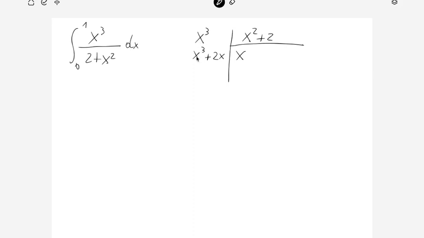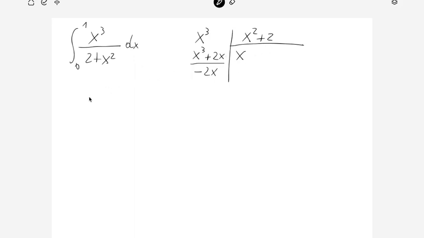So x cubed minus x cubed is just 0, and then we have minus 2x. So this minus all of this is minus 2x. Now it is already finished because the degree here is smaller than the degree of x squared, and so we have to stop.